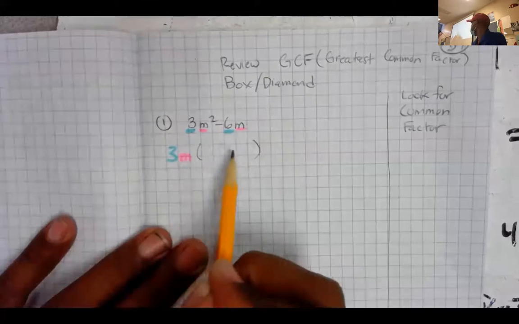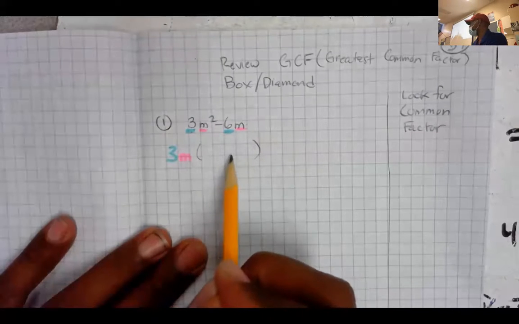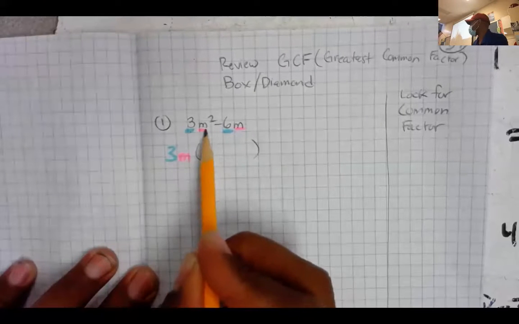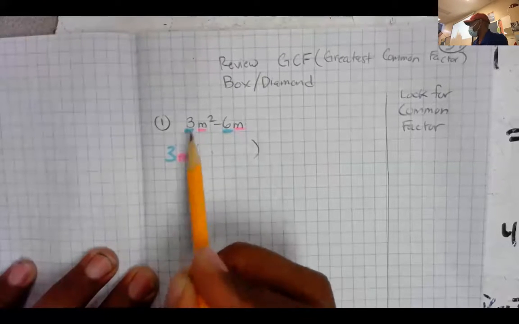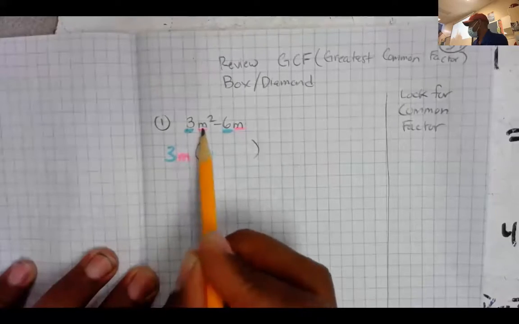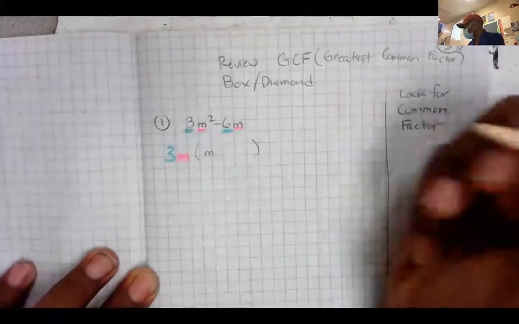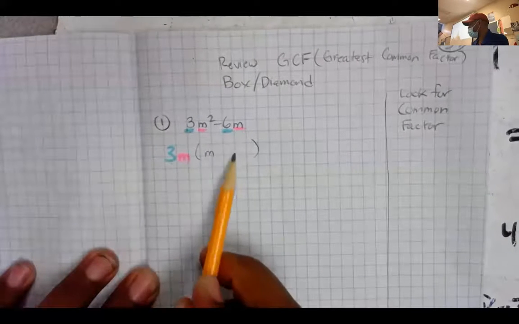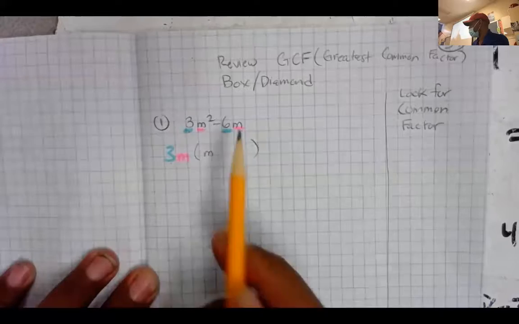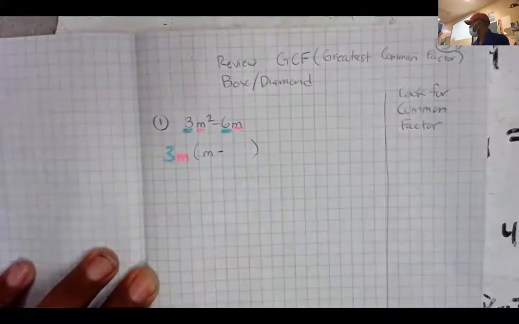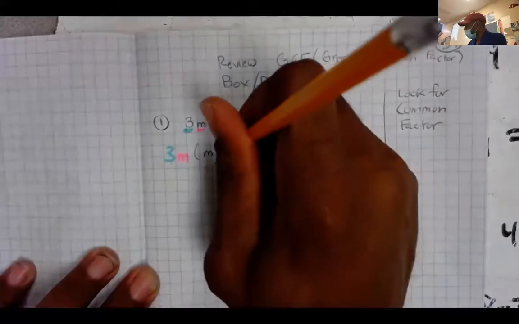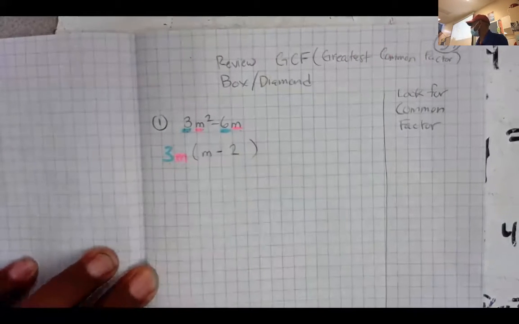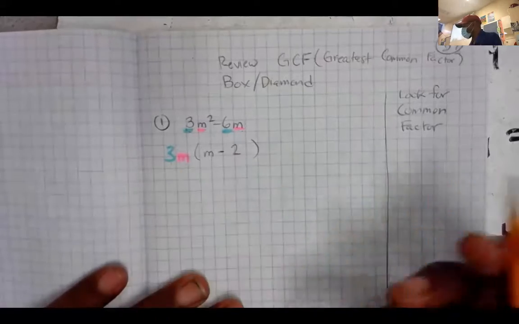When I write out the factor inside the parentheses, I'm thinking, what is 3m times what going to give me 3m squared? Well, I already have a 3 and 1m, but I need one more m, so it's just m. And then 3m times what will give me negative 6m? First of all, I need to multiply by a negative. So it'd be negative 2. 2 times 3m equals negative 6m. And then that's it.